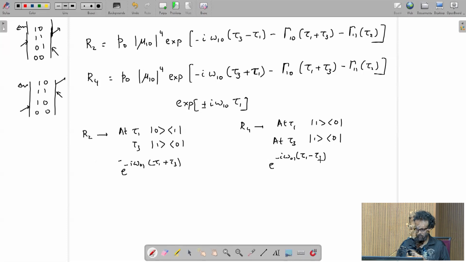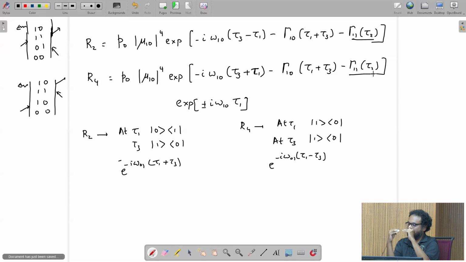No tau 2 dependence. There can be a tau 2. But in the phase, are you not accumulating phase during that period? So in tau 2 you are going through a population. It's just a population decay. And that's identical for both.